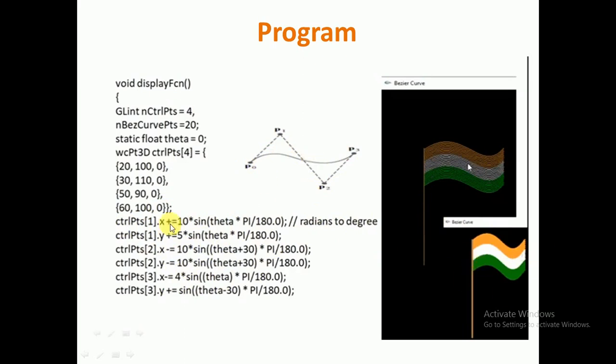Then this is a theta value. Again you may know what this is, right? This is to convert radians to degrees. Initially theta is 0, then this sine, right? Always sine varies from minus 1 to plus 1, right? That sine value, we have taken theta, sine theta.